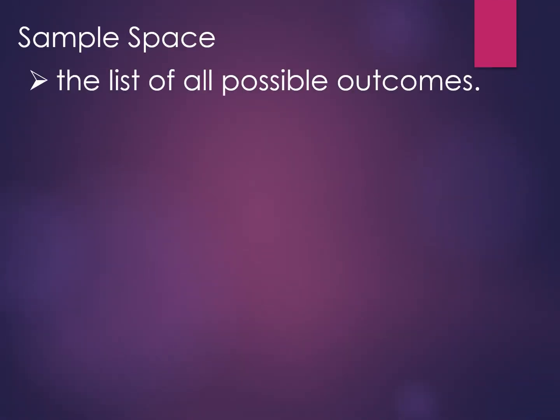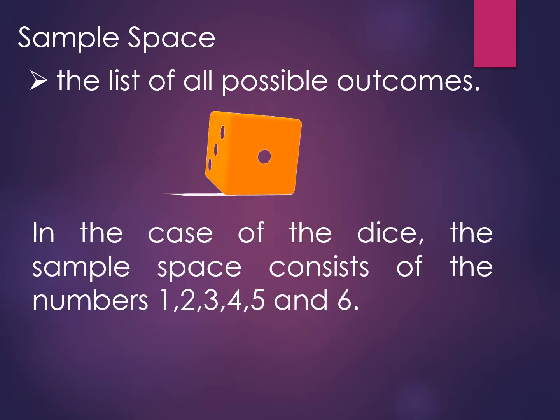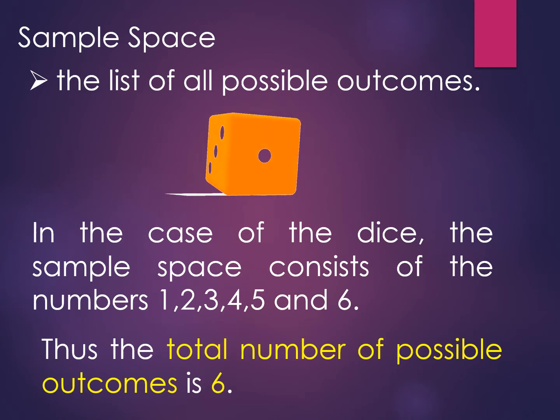What is sample space? Sample space is the list of all possible outcomes. In the case of the dice, the sample space consists of the numbers 1, 2, 3, 4, 5, and 6. Thus, the total number of possible outcomes is 6.